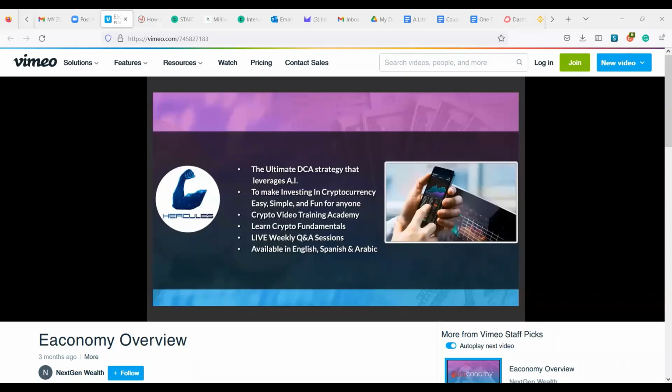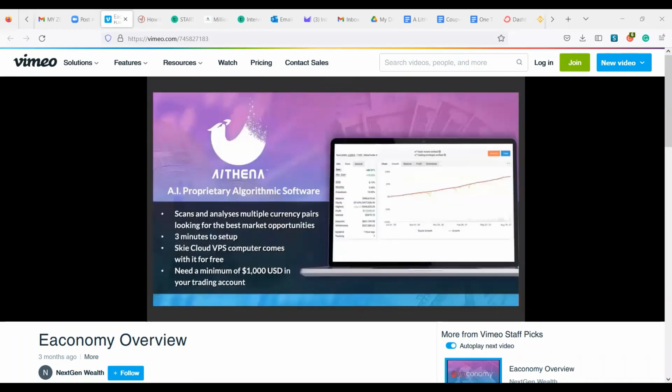Now here what we have is one of our flagship products called Athena. This is our automated algorithmic software. Now, the exciting thing is when you use Athena, you're looking at around 7 to 10% a month in automation. Now, the funds are going to stay in your own trading account, whatever you decide to use. So the company is not taking a single penny from you.